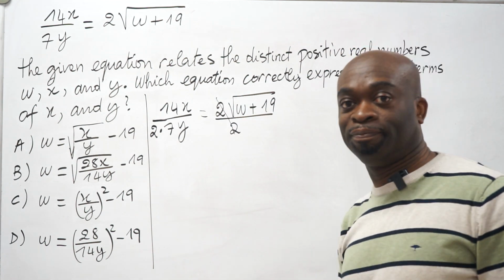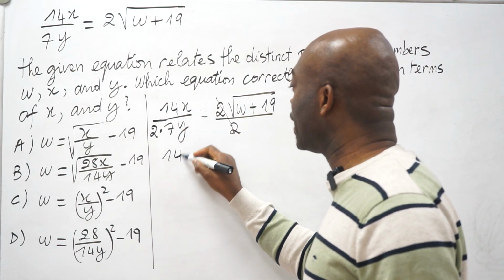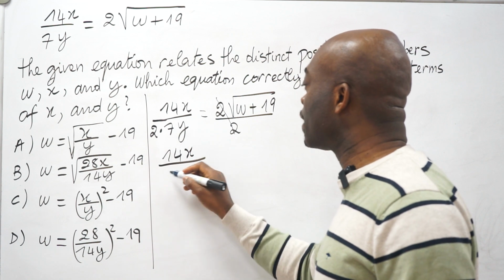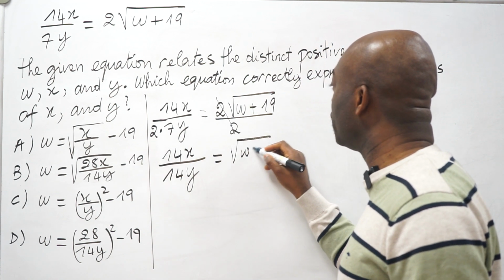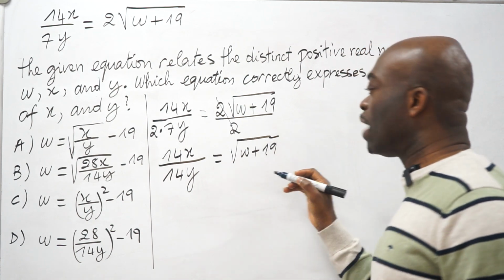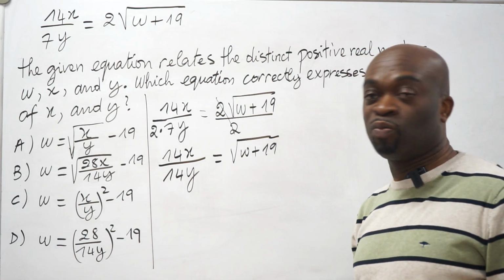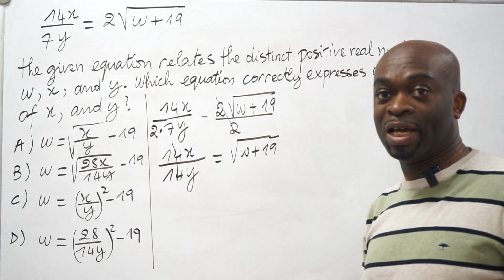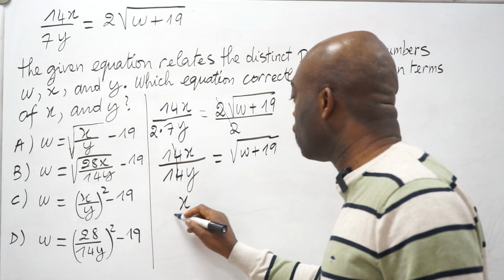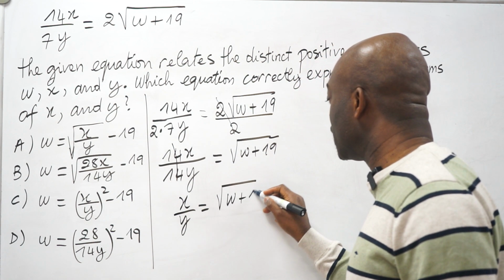So 2 out. And then we have 14x over 2 times 7, which is 14y, equal to square root of w plus 19. As you guys can see, it made our life a lot easier at this point. And then what can we do easily? 14 out. So we end up with x over y equals the square root of w plus 19.